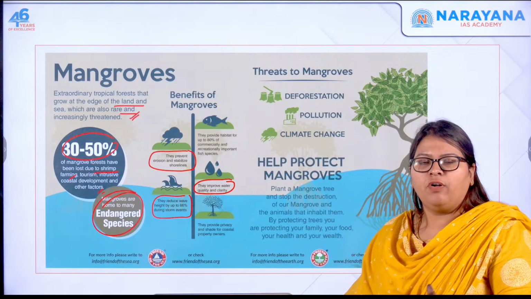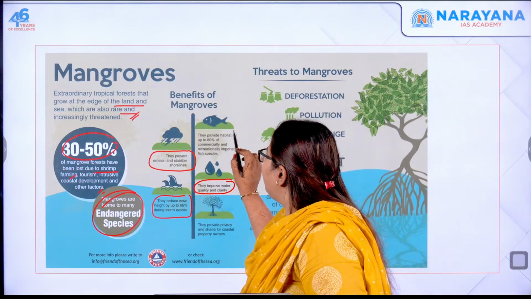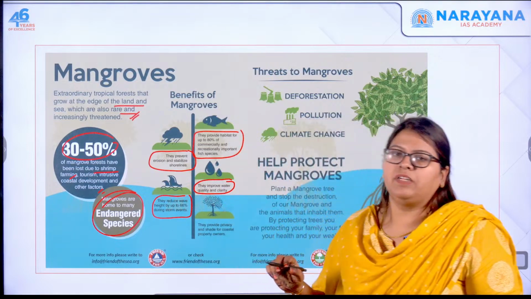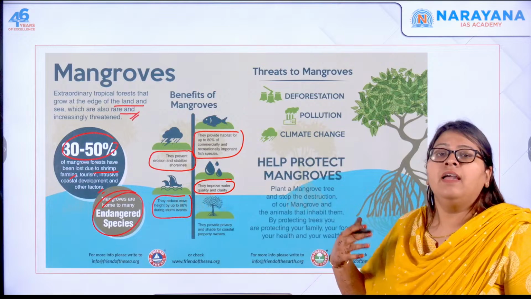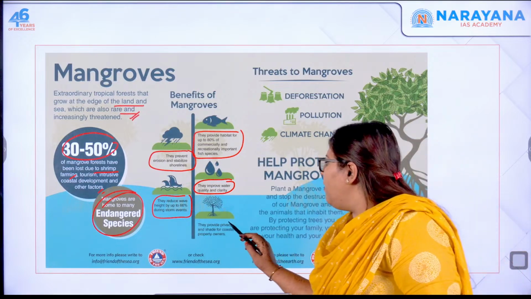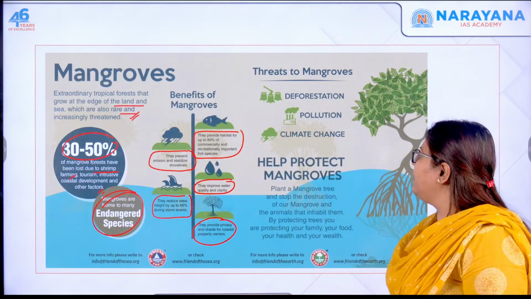Of course the runoff and all will actually be less, so the groundwater pollution will be less. Next one, they provide habitat to 80% of the fish species, which can also be used for commercial purposes and the aesthetic value. Also, they provide privacy and shade for the property owners, not that important, okay.